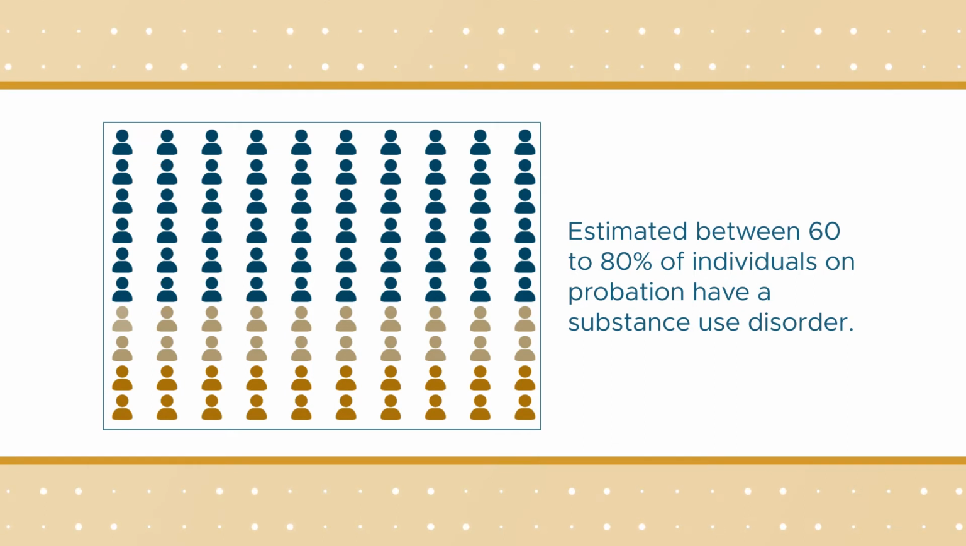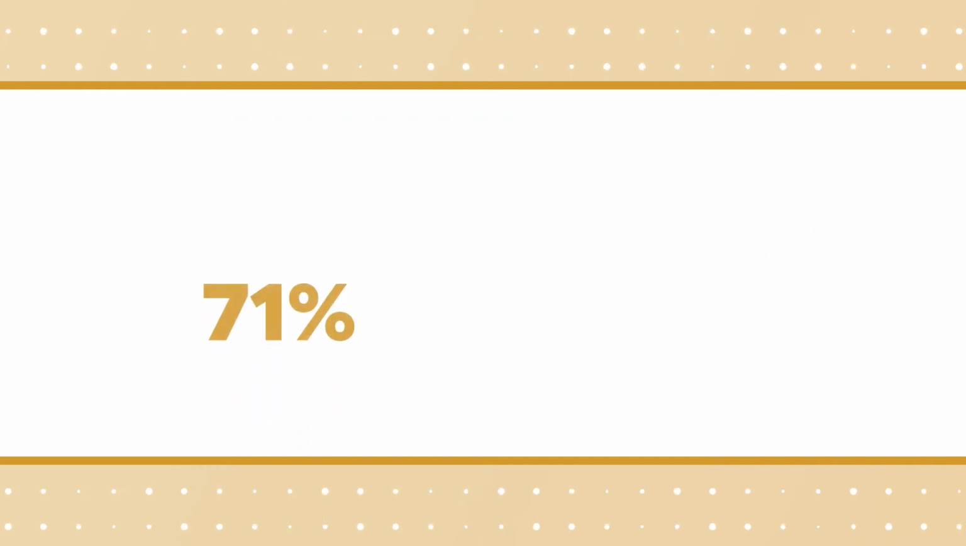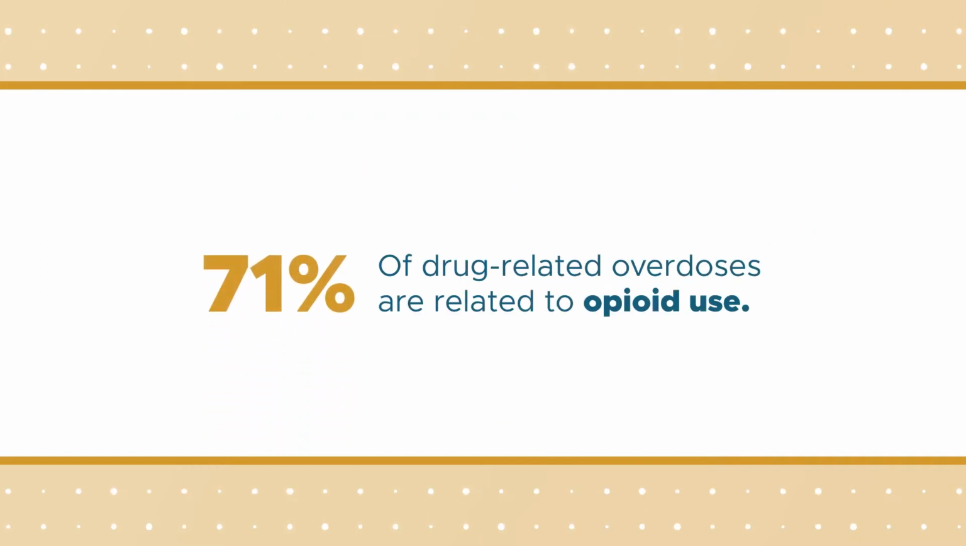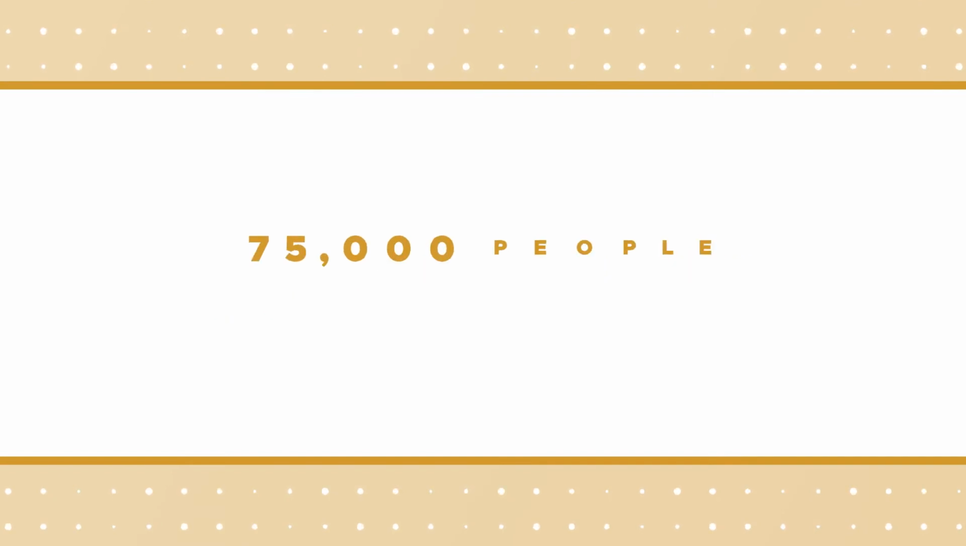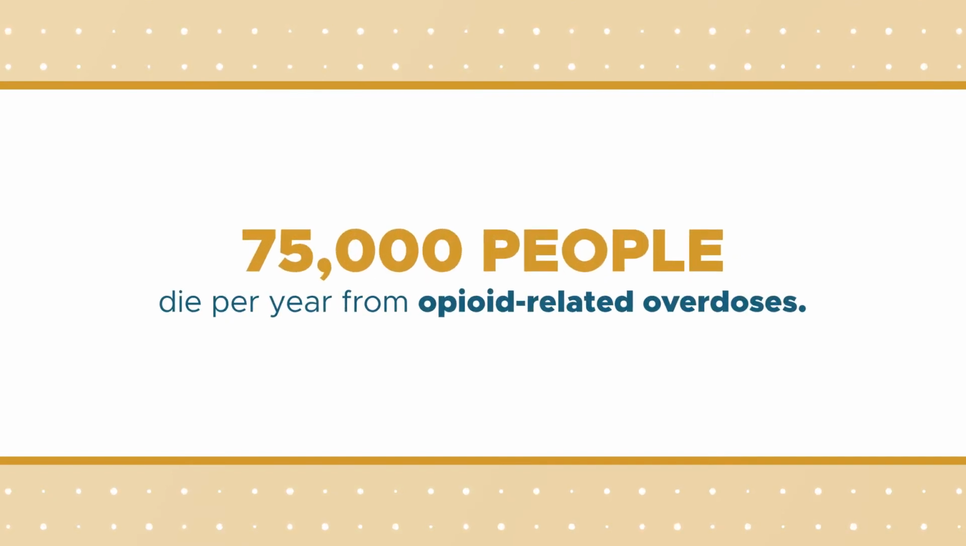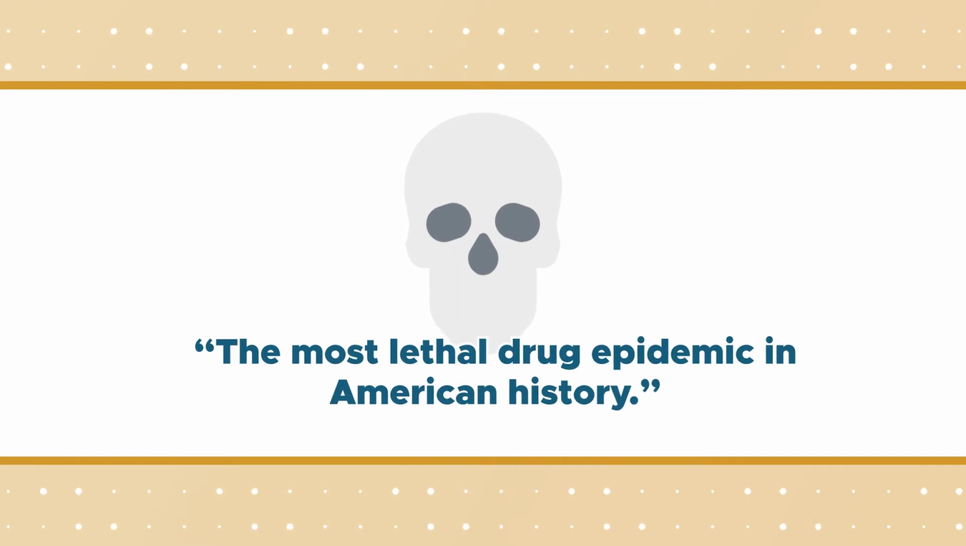Limited data makes it hard to estimate the number of individuals with an opioid use disorder on probation. However, remember that we do know around 71% of drug-related overdoses are related to opioid use. This means that approximately 75,000 people die per year from opioid-related overdoses, resulting in experts describing the current circumstances as, quote, the most lethal drug epidemic in American history.